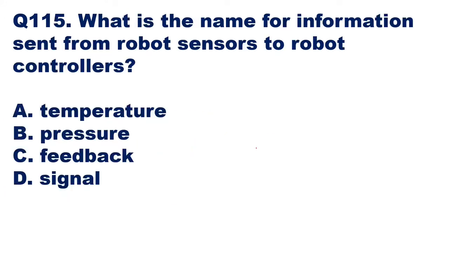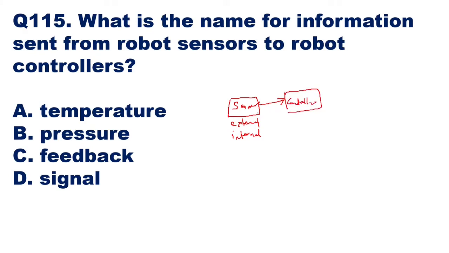Then we'll go to the next question, question number 115. What is the name for information sent from robot sensor to the robot controller? Now, if you see, the robot sensor is going to sense. This can be an external sensor, which can give you information on the external environmental surroundings, or it can be an internal sensor which can give the status of the speed, velocity, position of the robot, and this is going to give it to the controller.